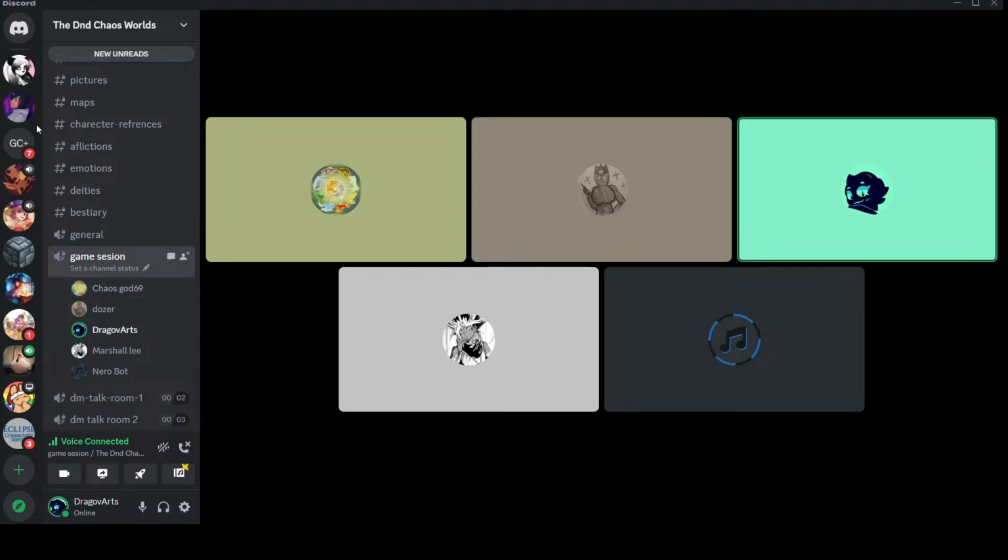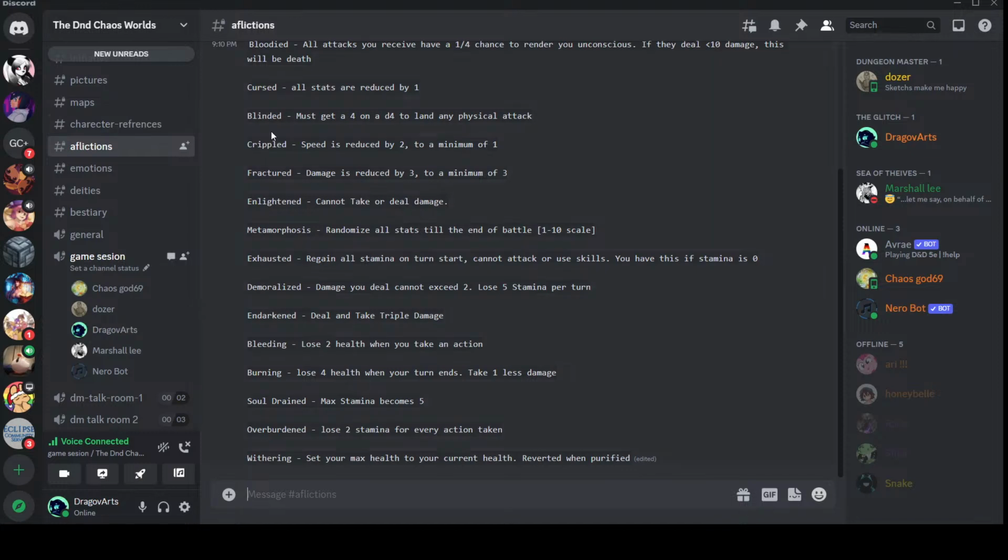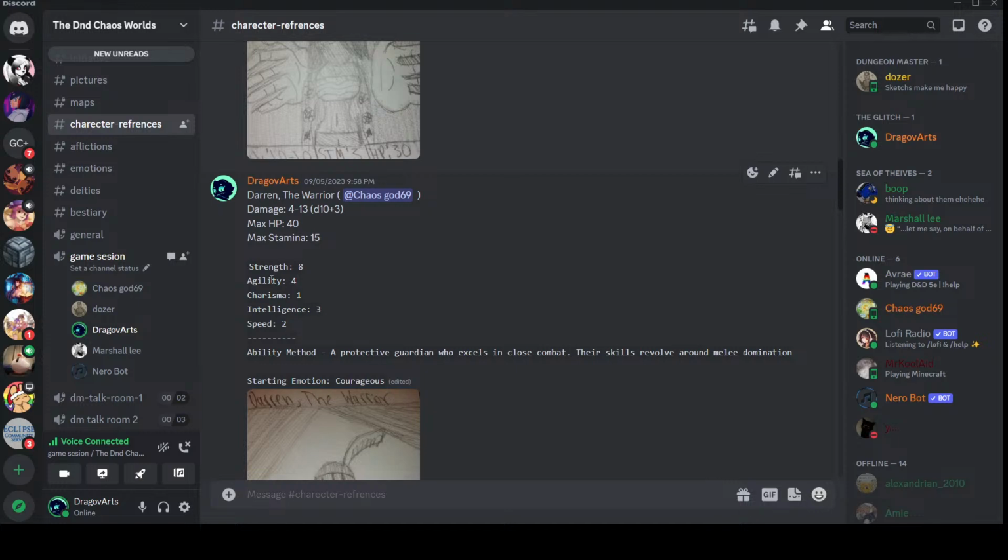You don't have a starting emotion at all. However, you do start with Metamorphosis, which is an affliction. If you go to afflictions, you can't see what Metamorphosis does. Till the end of the battle, you permanently have Metamorphosis, no matter what. So essentially, my health and stamina stats would always be random. Stats are things like strength, agility, charisma, intelligence, speed. They're randomized constantly.